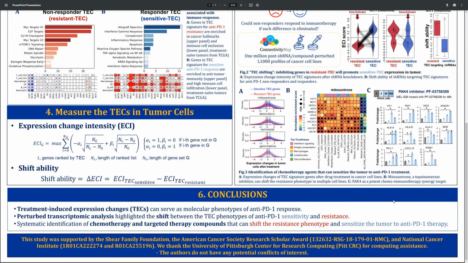Together, our Perturbed, which is based on the treatment-induced gene expression changes, proposes a novel direction for reliably identifying chemo-immunotherapy combinations that can shift immunotherapy resistance.